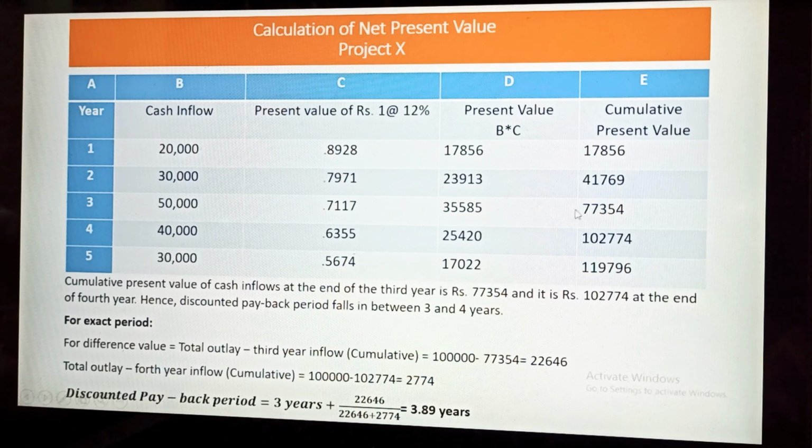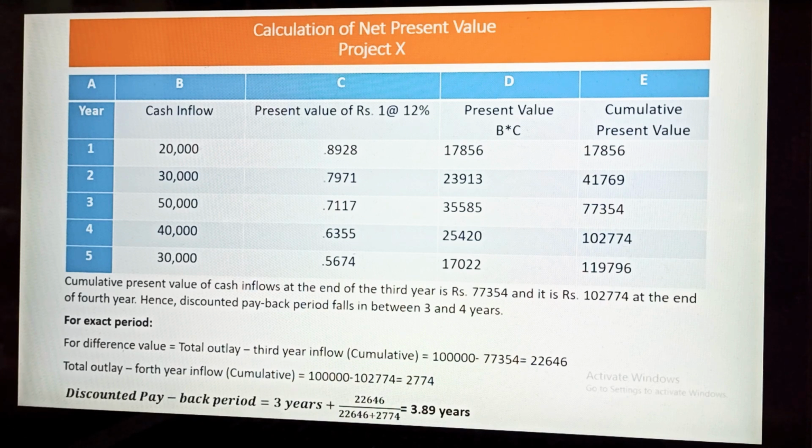Still you have not got your outlay, so you go to the fourth year and you will find that 25,420 is the amount. Now you can see that your value is exceeding 1 lakh. Your cash outlay is exceeded. Here it is becoming 1,02,774. But roughly you can say that your discounted payback period is 4 years.